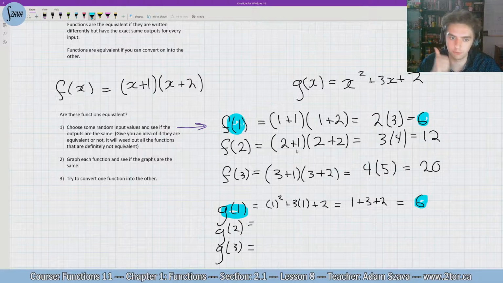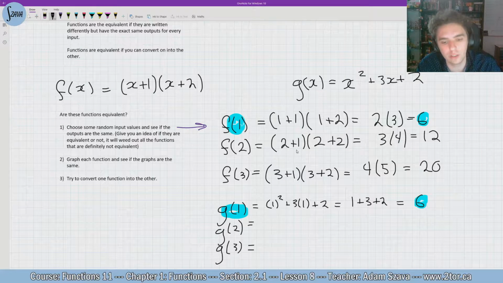So that's confirming so far. That's a positive thing to say, yes, so far they are equivalent, at least for the value x equals 1, right? At least for that value, we know they're equivalent. We don't know they're equivalent for every x value, but we know they're equivalent for at least the x value of 1. Let's try 2.